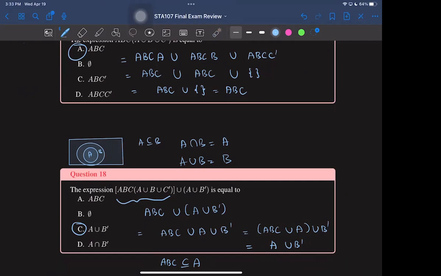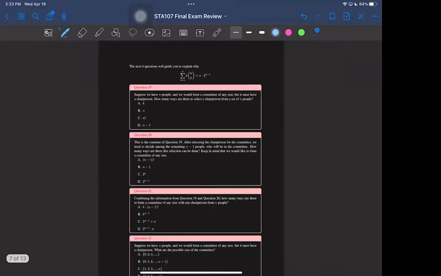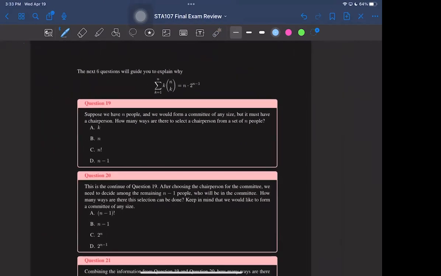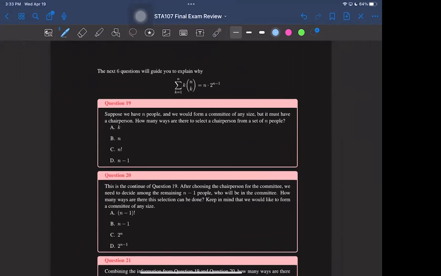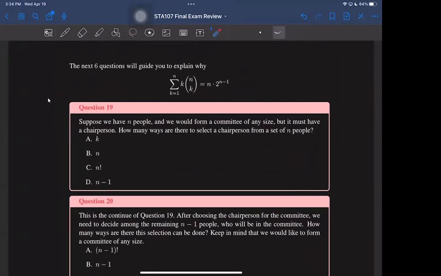Okay, that's good. Let's move on to question 19. These following questions are actually the steps when you do a combinatorial proof, but we break it down. For question 19, suppose that you have n people and you want to form a committee of any size. However, the committee must have a chairperson.